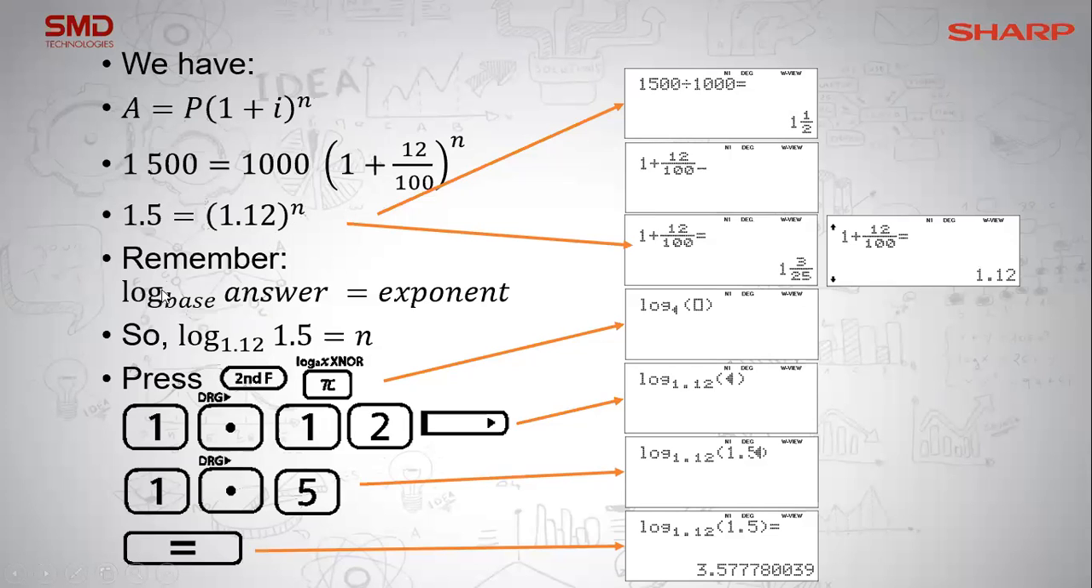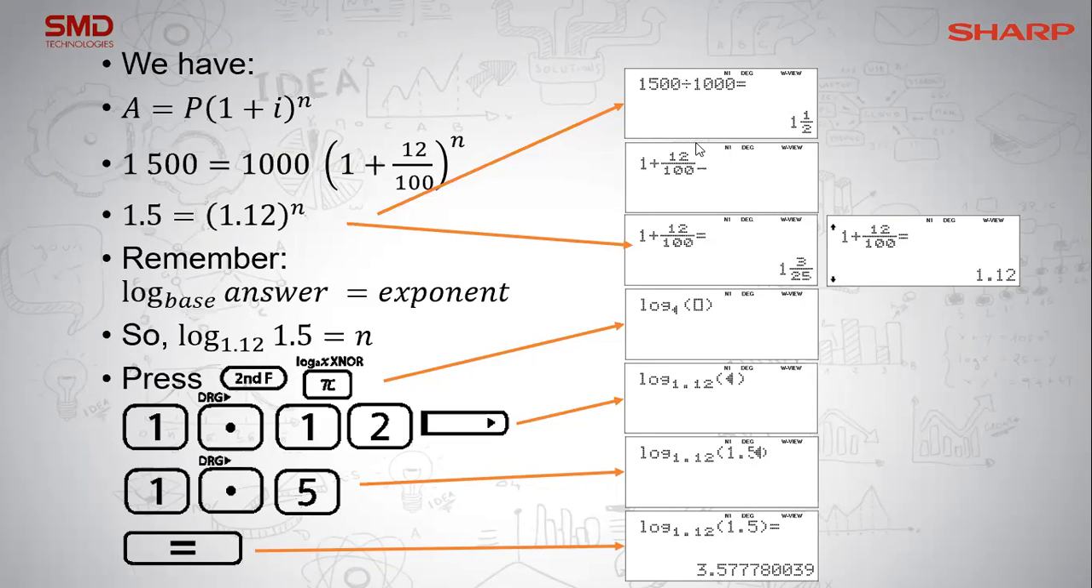Now we remember that we have log base answer is equal to exponent. So we can fill that in. So we have log base 1.12. The base is the thing that's beneath your exponent. The 1.5 is our answer. It's the thing on its own. And we're looking for the exponent, which is n. So we put it there. And you can see we've got all our knowns on one side and our unknown on the other side. And we just type that into the calculator. And it gives us 3.577.